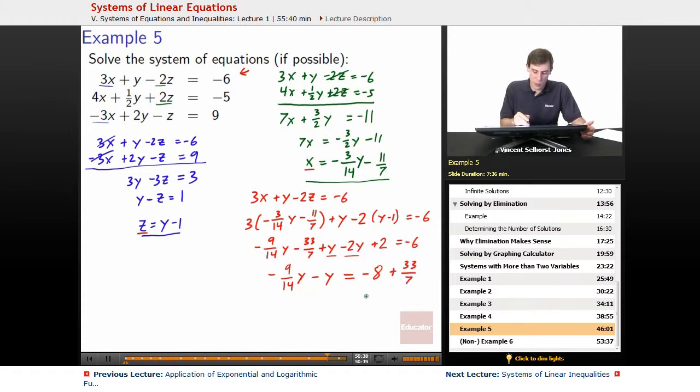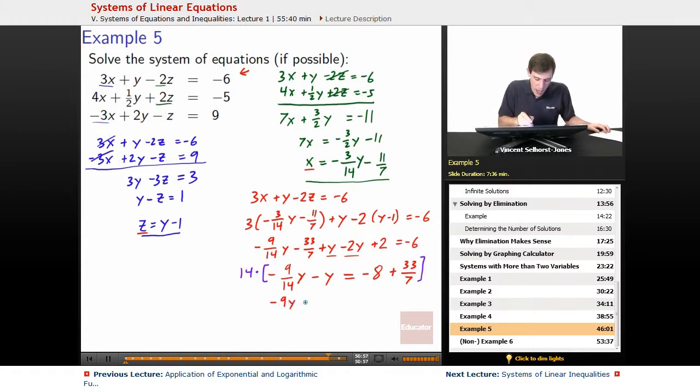Okay, now at this point, I don't like dealing with the fractions here, so let's get rid of the fractions as opposed to trying to put things over common denominators. We're going to get rid of those denominators eventually, so we'll just multiply the whole thing by 14. So 14 times this whole thing.